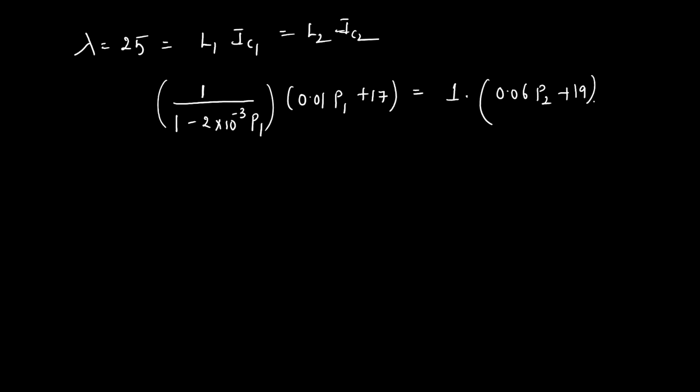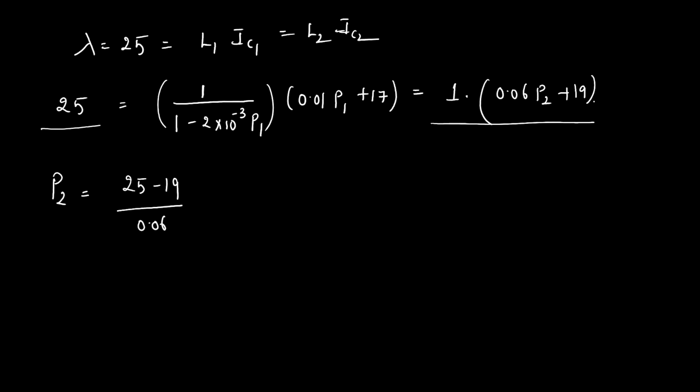So this you have to simplify. This is equal to 25 actually. So if you equate the first and third terms, you're directly going to get P2. There is no problem in this one. P2 will become 25 minus 19 divided by 0.06, which gives you the P2 value directly. What is the P2 value? It comes directly as 100 megawatt.